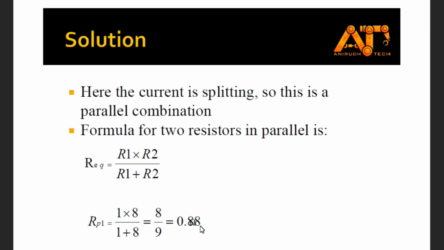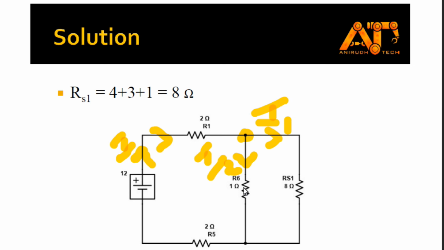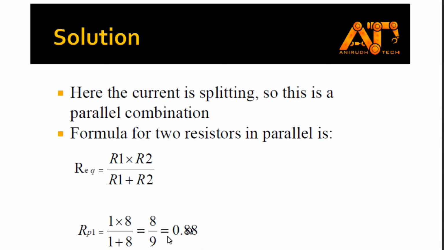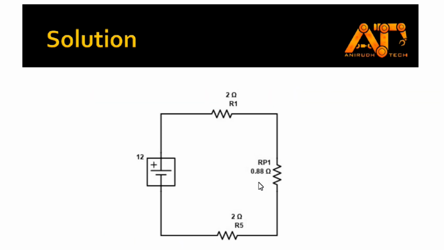It is very small. Here I have redrawn the diagram. You can see here I combined R6 and RS1. We have already got the value 0.88 ohms. So I just combined them here, and also I named it RP1, no issues.